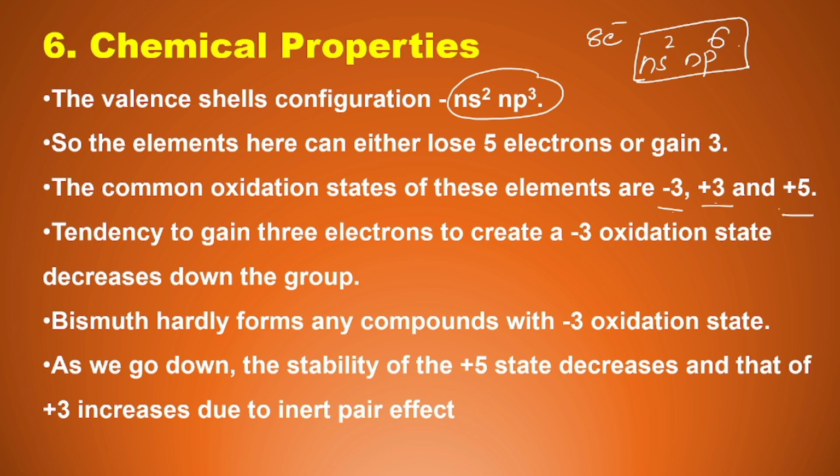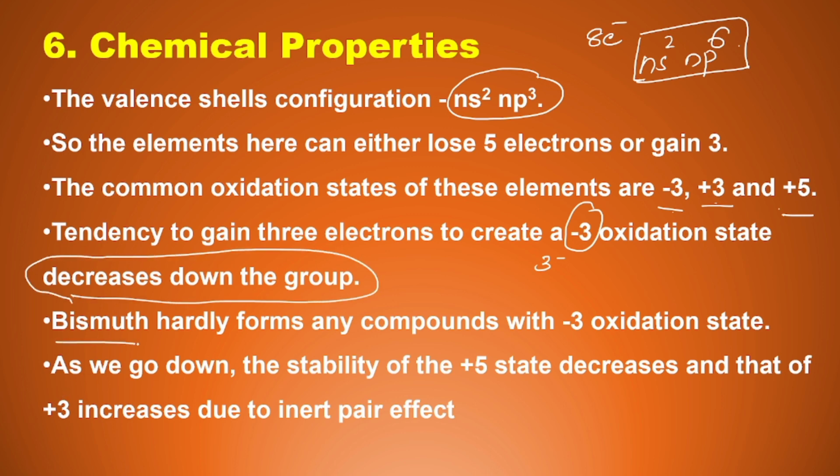The tendency to gain 3 electrons creates the -3, or 3 minus, oxidation state. When it has a tendency to gain 3 electrons, it is the -3 oxidation state, and that tendency decreases down the group. Bismuth usually will not form the -3 oxidation state. Down the group, the tendency for the -3 oxidation state decreases.